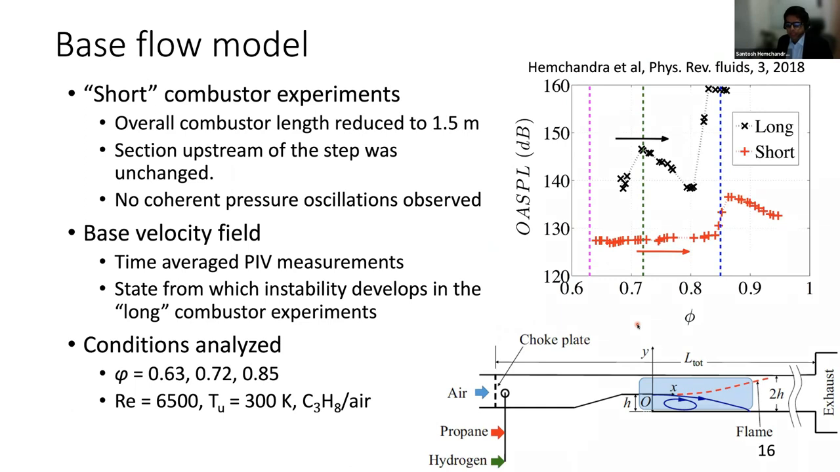So we applied this technique to the PIV measurements that were provided to us by Ahmed's group. They did an auxiliary experiment where they shortened the length of the combustor and got rid of the combustion instability, and so time averaging those measurements reveals the base state from which the original instability develops in the nominal long combustor experiments. The total combustor length in the long experiments was 5 meters, and the one that we took the base flow from was 1.5. We're looking at three states, 0.63, 0.72, and 0.85, and doing stability analysis at each of these. The details of all of this can be found in a paper that we published some years ago.